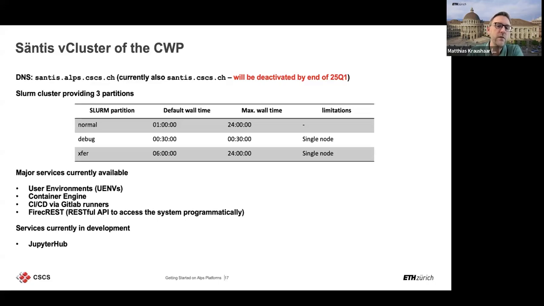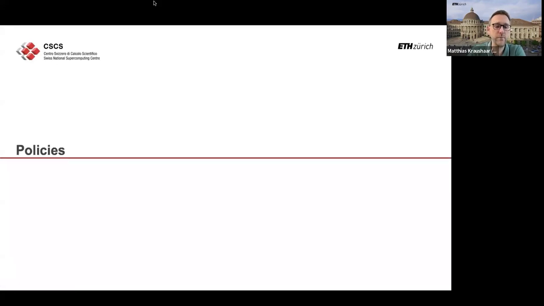The major services currently available are the user environment, the container engine, CI/CD, for example via GitLab runners, and FirecREST, which is our RESTful API to access the system programmatically. These services will be outlined in more detail further down in the webinar. And currently in development is also the JupyterHub service for this vCluster. And that's it. Thanks.